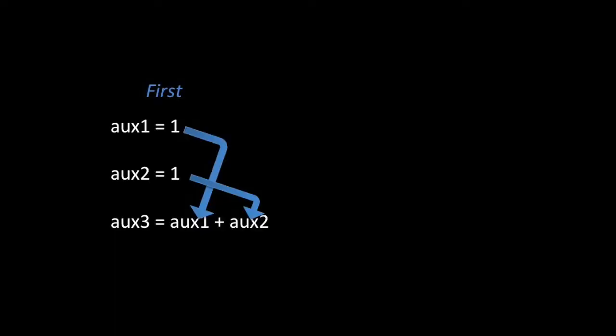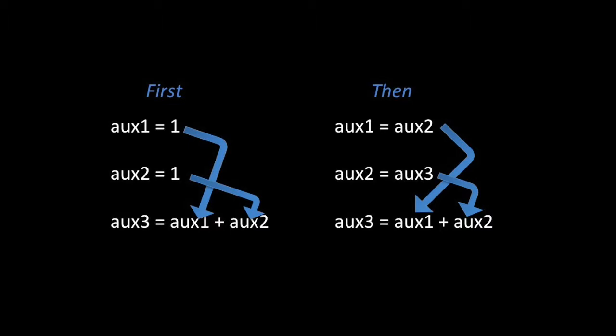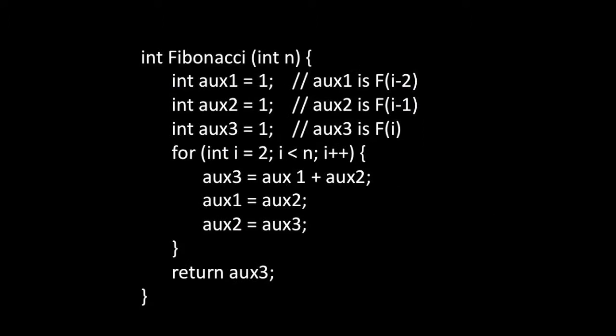Now, if we want to design an iterative solution to this problem, we have to build explicitly each number that comes before the desired Fibonacci number. This means that we are going to need 3 sliding variables, which I'll call aux1, aux2, and aux3, and the process is going to be as follows. Int aux1 equals 1, and this is going to represent f of i minus 2. Int aux2 is equal to 1, and that's going to represent f of i minus 1. And int aux3 is also going to be equal to 1, and that's going to represent f of i.